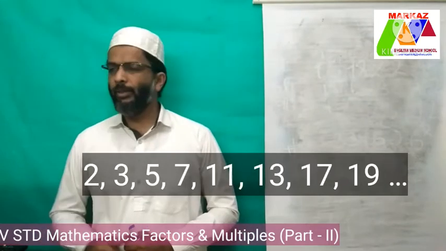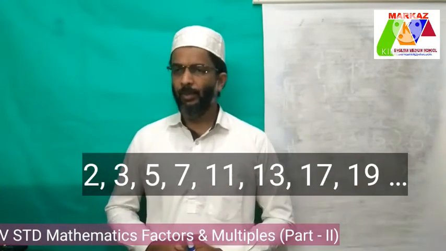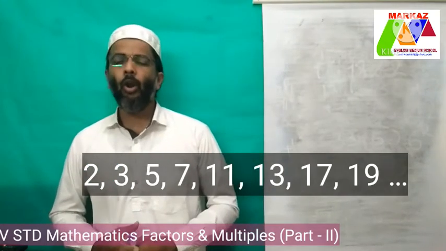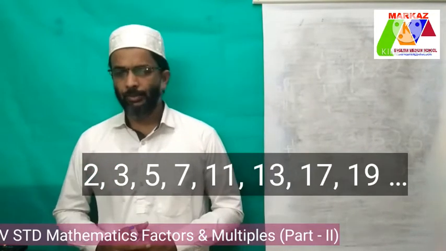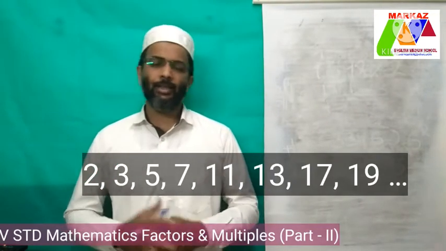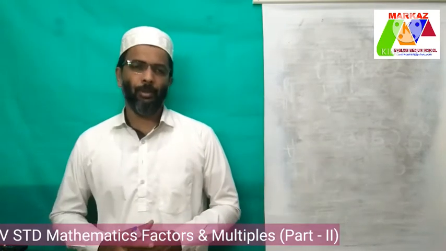2, 3, 5, 7, 11, 13, 17, 19. In this series, all of them are odd numbers except 2. These are prime numbers. We discussed even numbers, odd numbers and prime numbers.